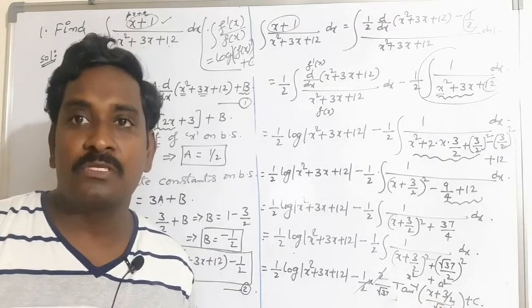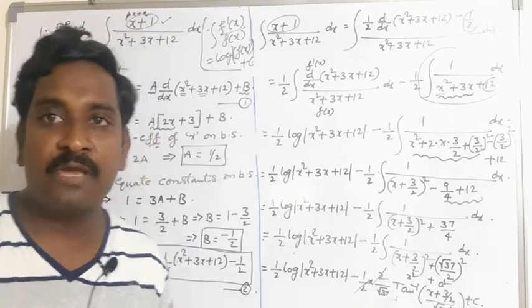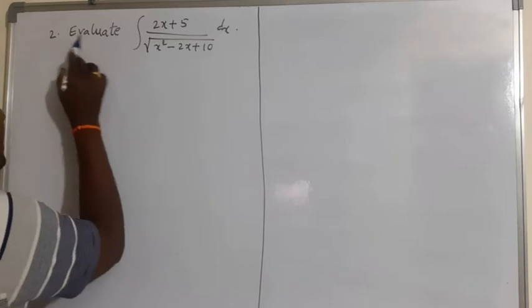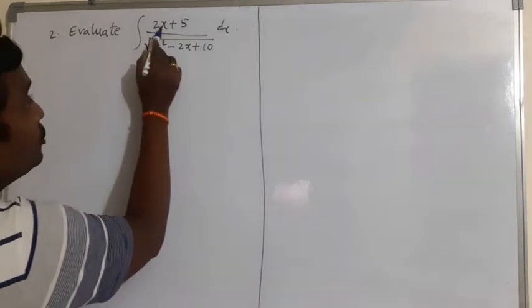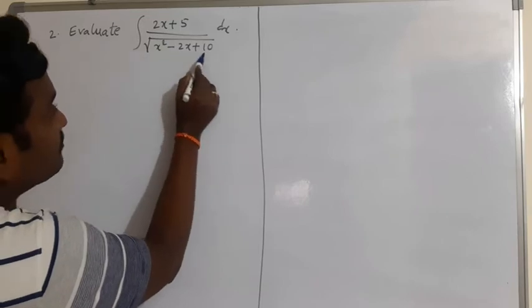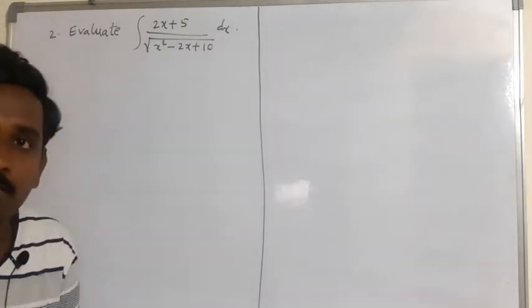This is the way to solve this type of problem. I will give another problem, please note it down. This is the next problem. Evaluate the integration of 2x plus 5 by root over x square minus 2x plus 10 dx.